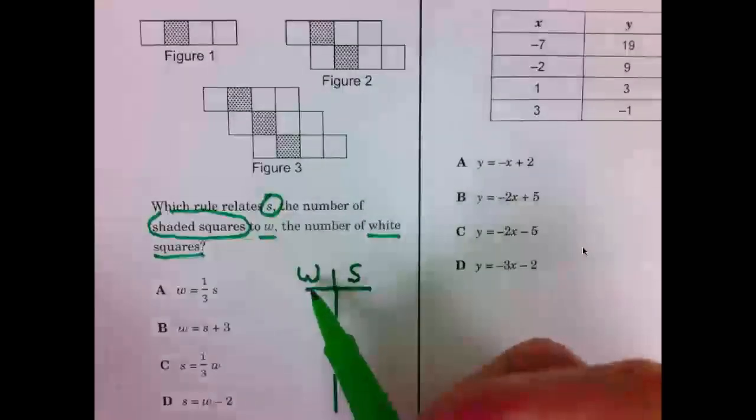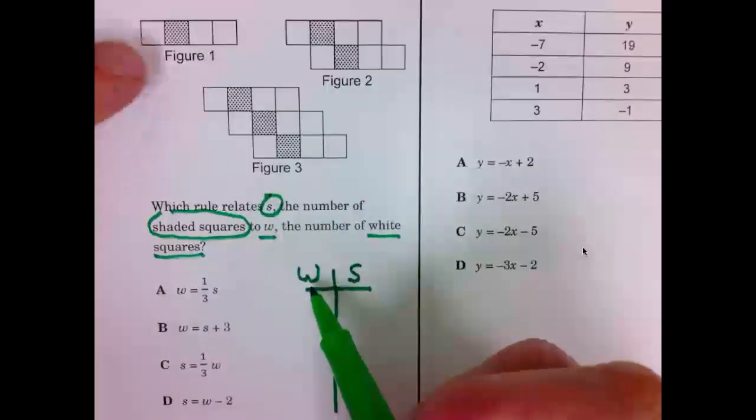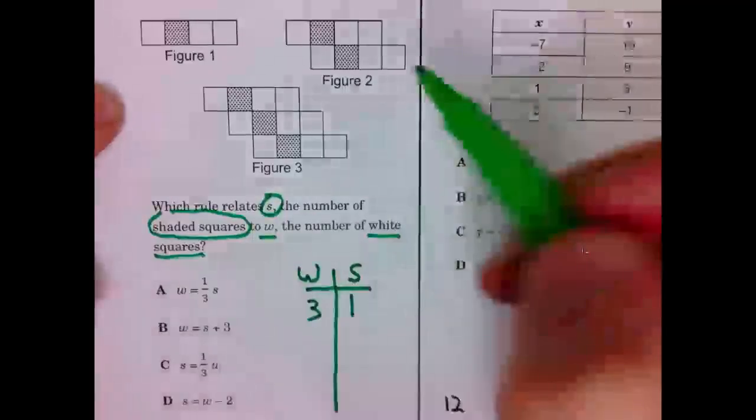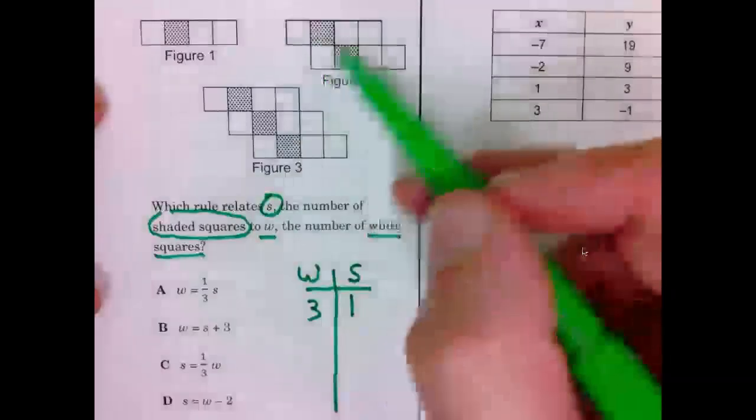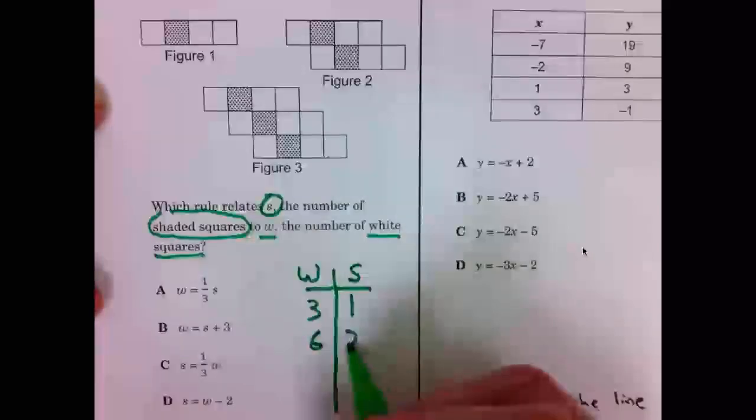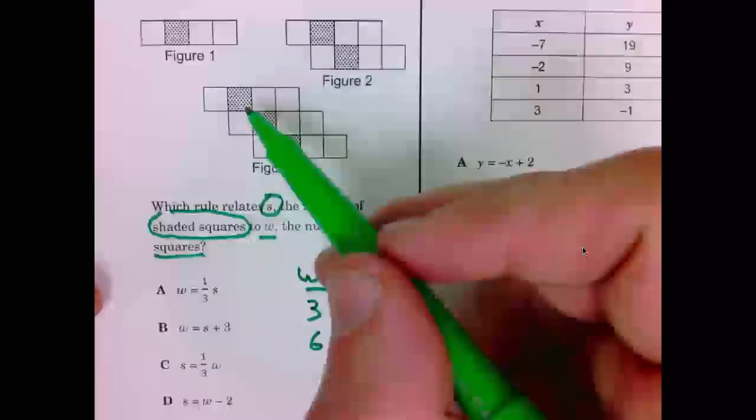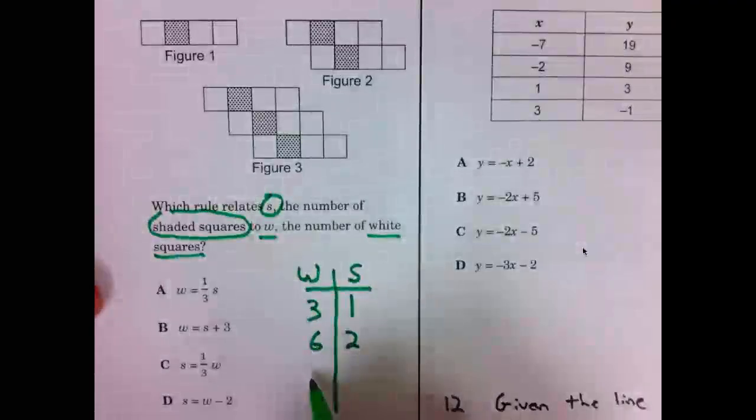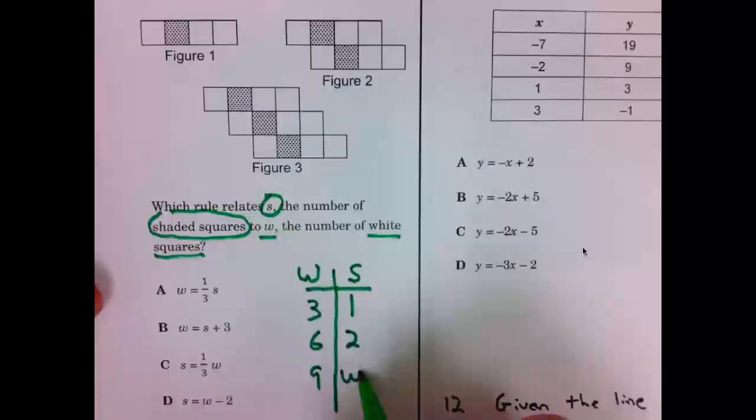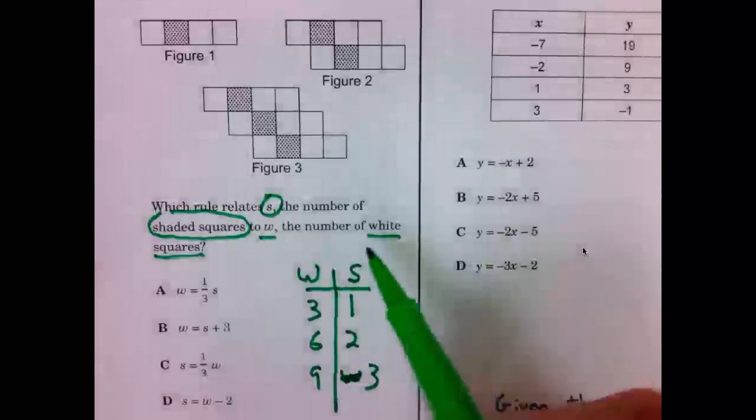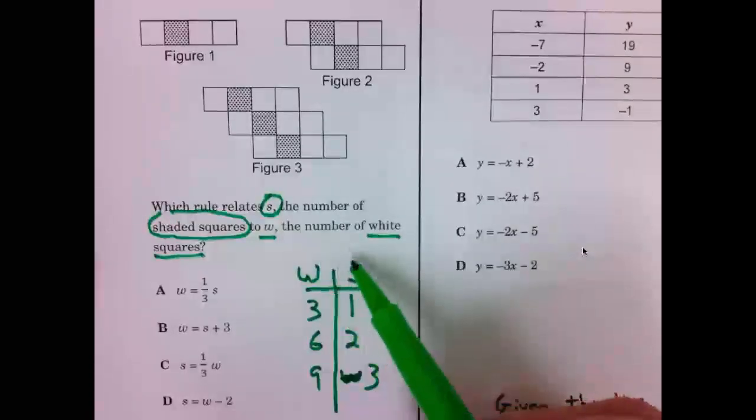Alright, in figure 1 we have 1, 2, 3 white squares and 1 shaded. In figure 2, 1, 2, 3, 4, 5, 6 white squares and 2 shaded. In figure 3, 1, 2, 3, 4, 5, 6, 7, 8, 9 white squares and 3 shaded. Now the question is, how are we getting from the white to the shaded here?